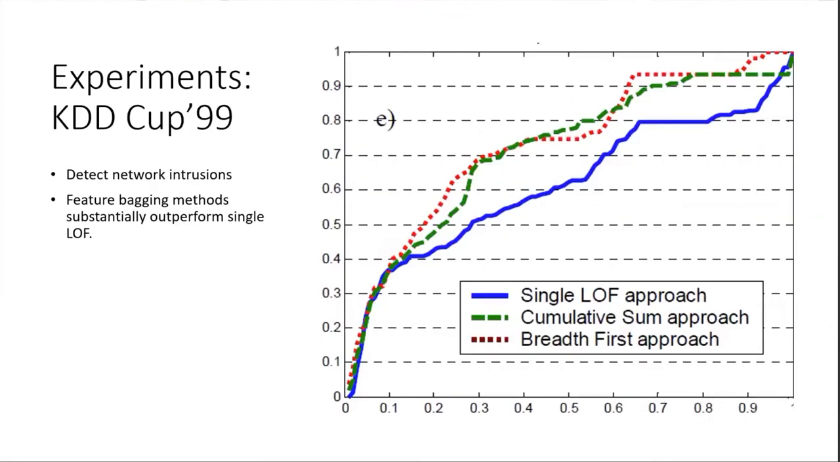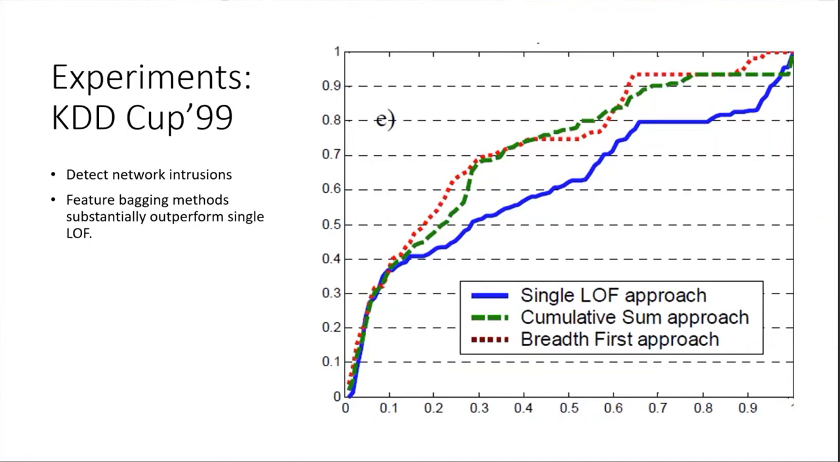Okay, now finally, we have some results on the KDD Cup dataset. This is a dataset which has been created for an anomaly detection competition, and the task is about detecting network intrusions. The records are a number of network connections with different features, and the idea is to find which of those records represent network intrusions.